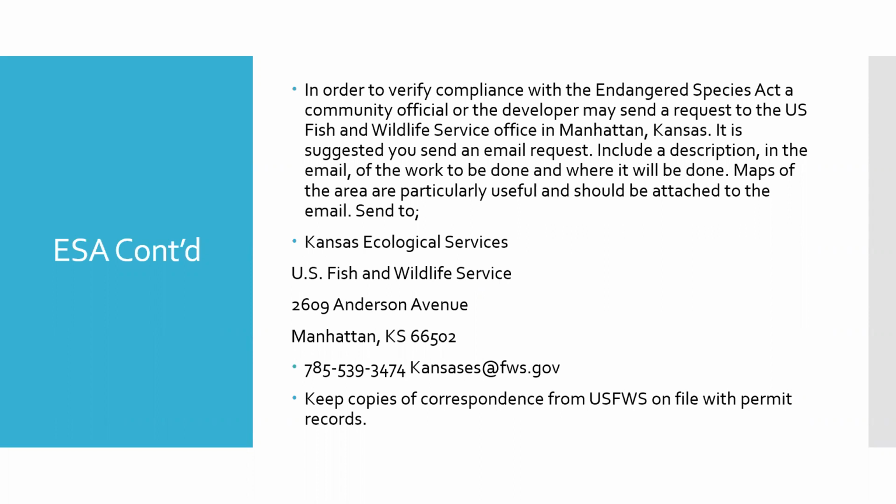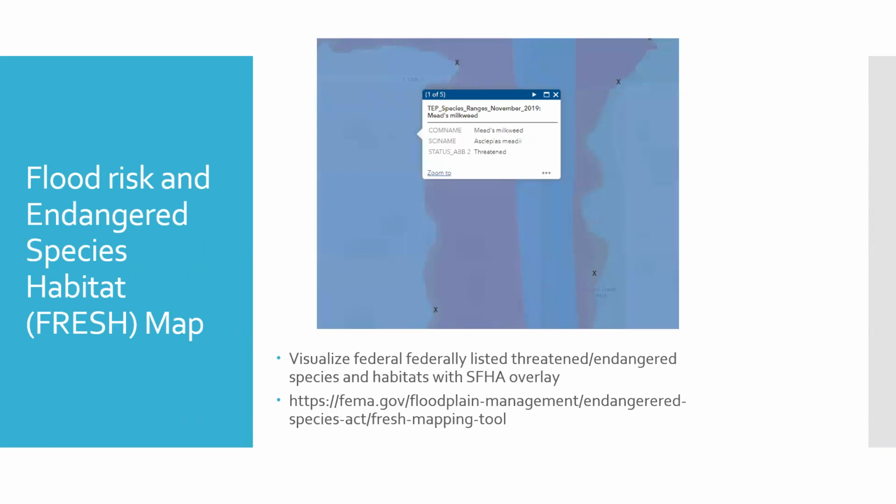I think IPaC is a good planning tool and it might give you some ideas, as well as the FEMA FRESH map. So this is flood risk and endangered species habitat. It's a mapping tool that kind of shows the federal species, their range, and it also has a special flood hazard area overlay. Obviously that's only if you have digital maps. If you have paper maps, we'd have to go look at that, although we did digitize those on our state viewer site. And so that's the link to the FRESH mapping tool.